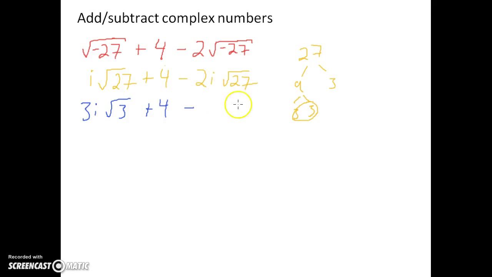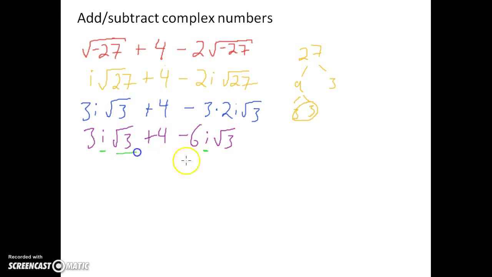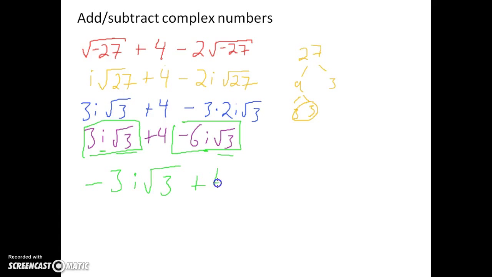Since I already have this 2 out here, when I take out this 3, I'm going to multiply those together. So 3 times 2i square root of 3. Then just go ahead and multiply the 3 and the 2 together, which gives us 6i. So when we're combining these, they both have to have an i to be like terms. They also have to have the same square root. So i square root of 3, i square root of 3, we can combine those. So 3i square root of 3 minus, gotta have that minus in there, 6i square root of 3. It's -3i square root of 3. And that plus 4 is just going to be out there on its own.